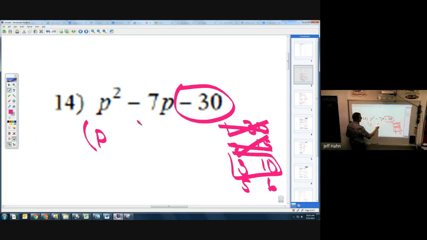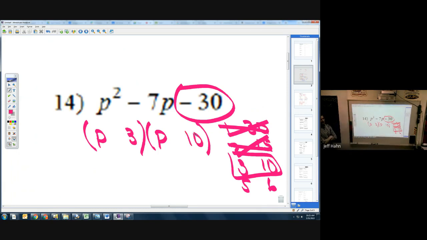It has to be 3 and 10. Now the question is, how do I know which one is positive, which one is negative, or are they both positive, or are they both negative? Well, the only way to get a negative when you multiply is one of them has to be positive, one has to be negative. That's the only choice. Which one's going to be negative? The 10, because the negative one has to be bigger than the positive one, because when you add them together, you have to get a negative 7. So the negative has to go with the 10, the positive has to go with the 3. If this was a plus 7, then they would be reversed, and this would be negative and that would be plus.